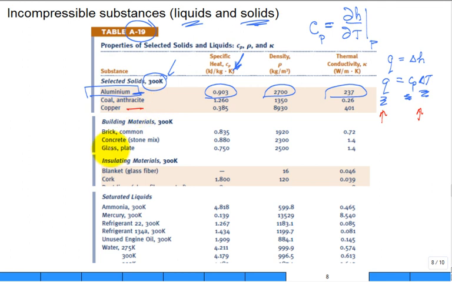Here's copper. Here are some other materials: brick, common brick, concrete, glass, plate glass. Even some properties for insulating materials, cork, things like that. Now here's some liquids. Go down this way. So ammonia as a liquid at 300 Kelvin. If it's in a liquid state, there's a good value of specific heat, a good value of density, and a good value of thermal conductivity. Here are some mercury, liquid mercury, refrigerants, used engine or unused engine oil, and water. So get familiar with the information that's in the back of the book in the appendices.